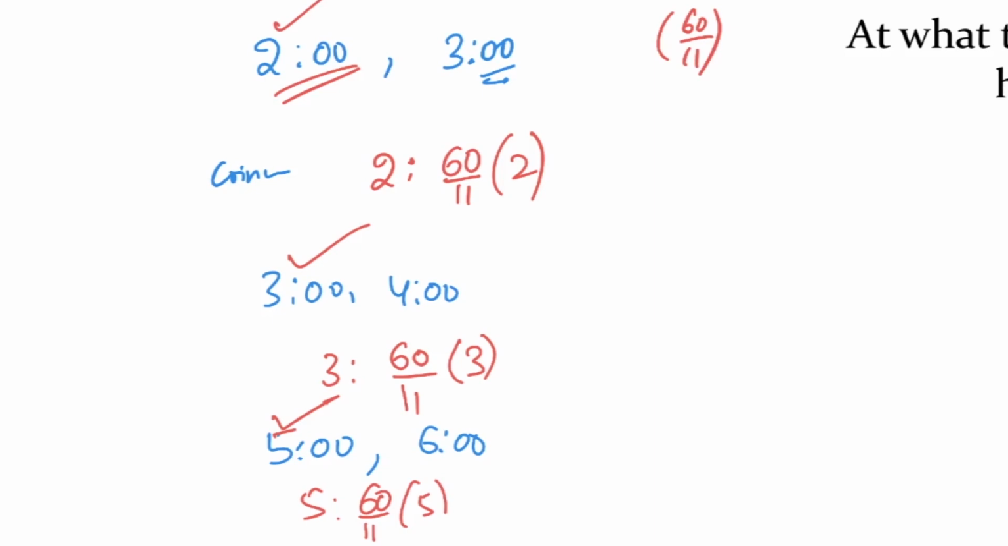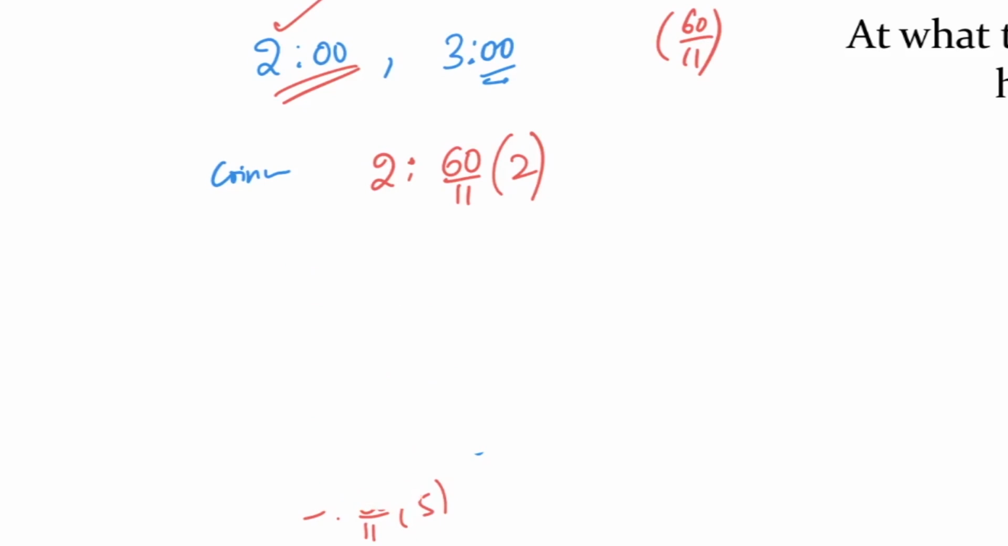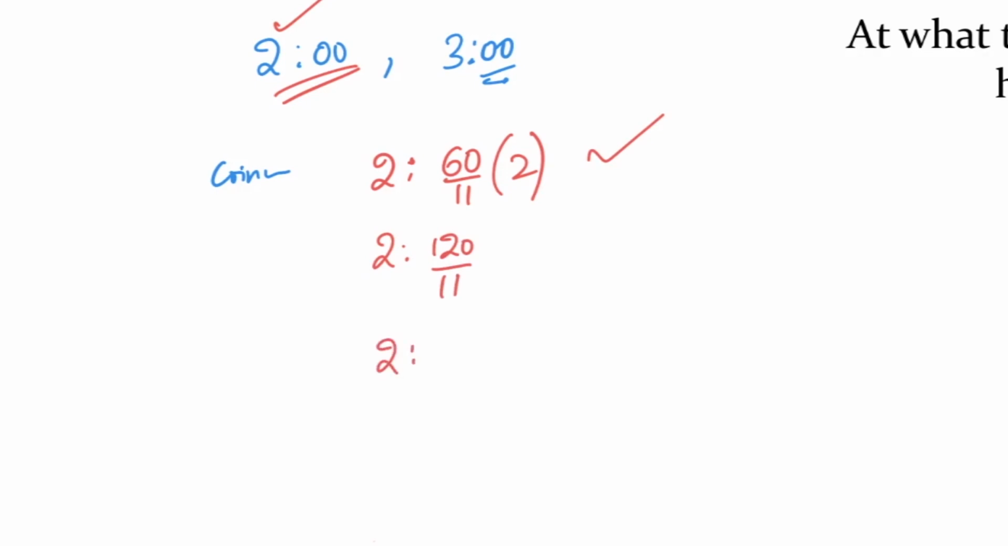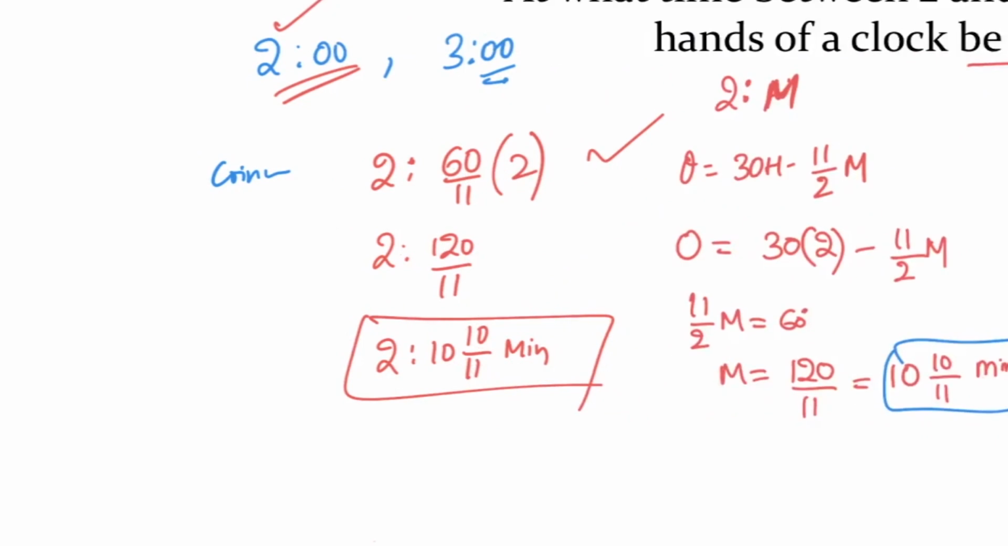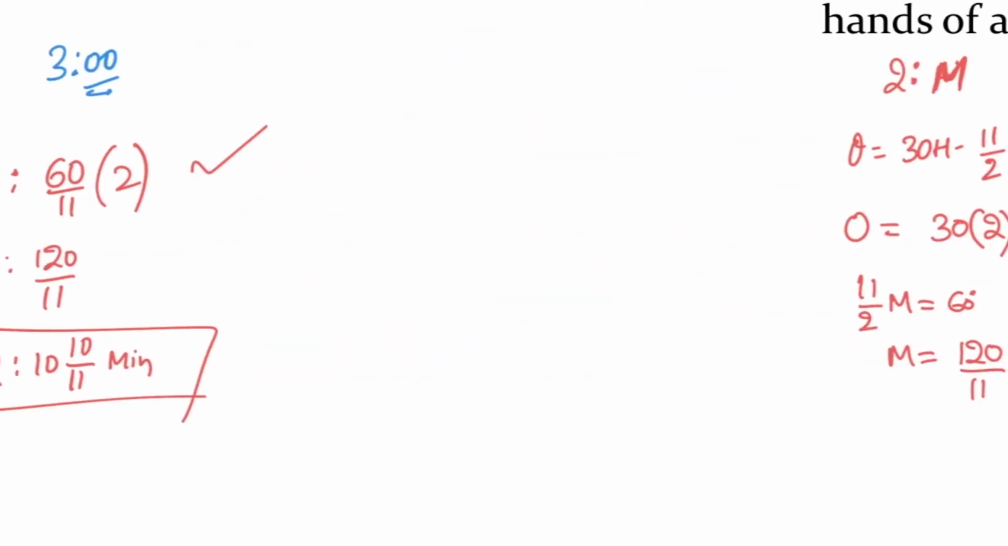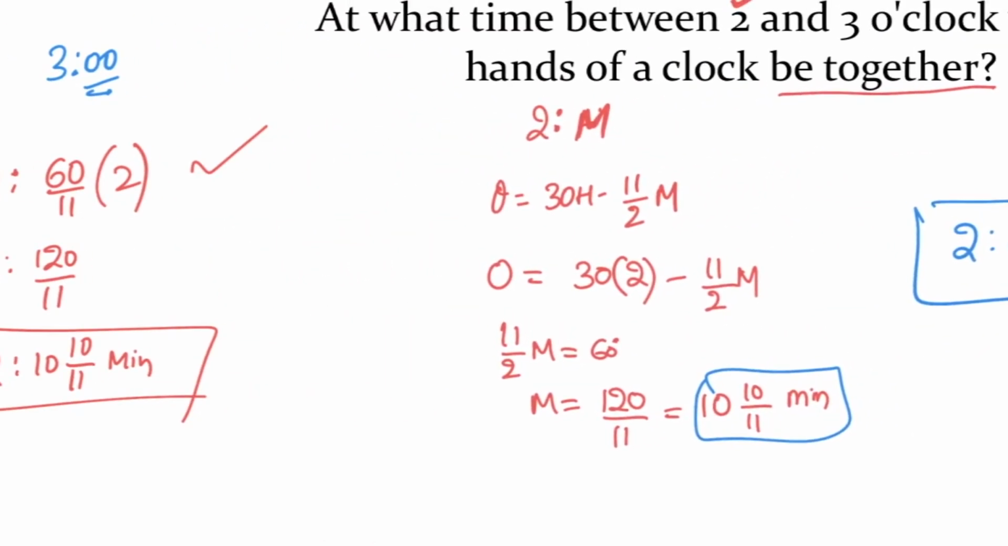Now for this problem, in between 2 o'clock and 3 o'clock, both the hands coincide at this time: 60 by 11 into 2, 120 by 11, that is 10 10 by 11. This is the answer. Or if you want to use the formula instead of the shortcut, this is the procedure. Right?